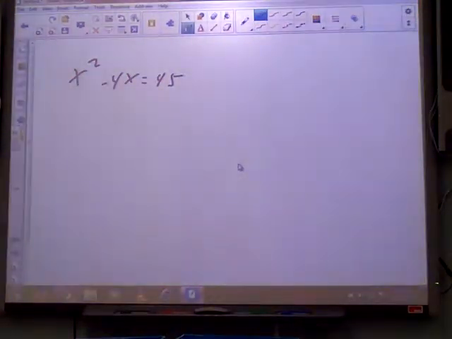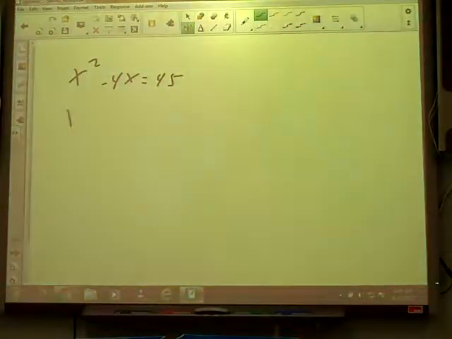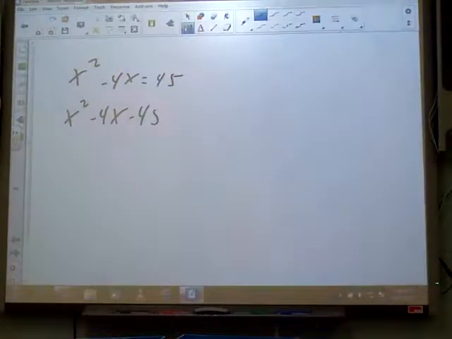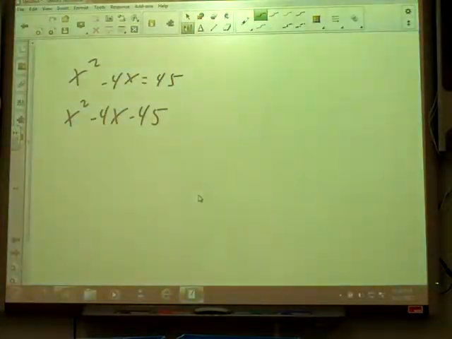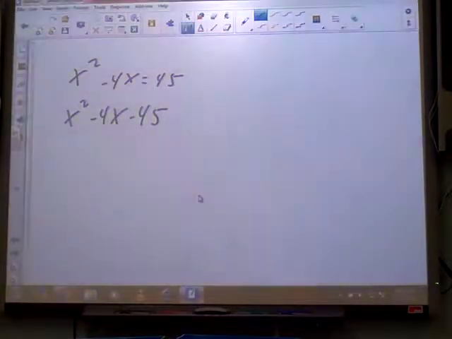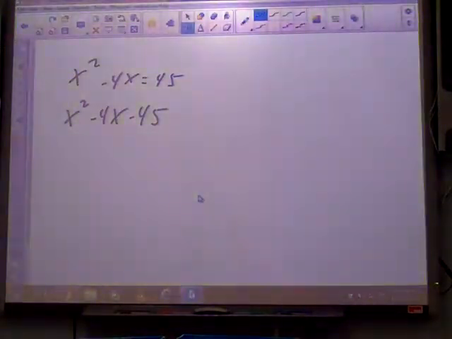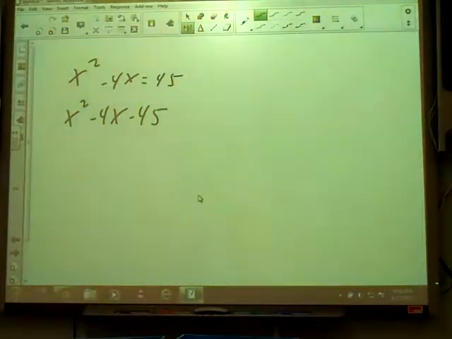Good, Stephen. We got to move that 45 over. Standard form always sets it equal to 0. So I'm going to have x squared minus 4x minus 45. And then you can put equal 0. You don't have to. Doesn't matter. Okay. So since we do have a b, we can't do the same method that we did previously. So we're going to factor this. We're going to solve by factoring.